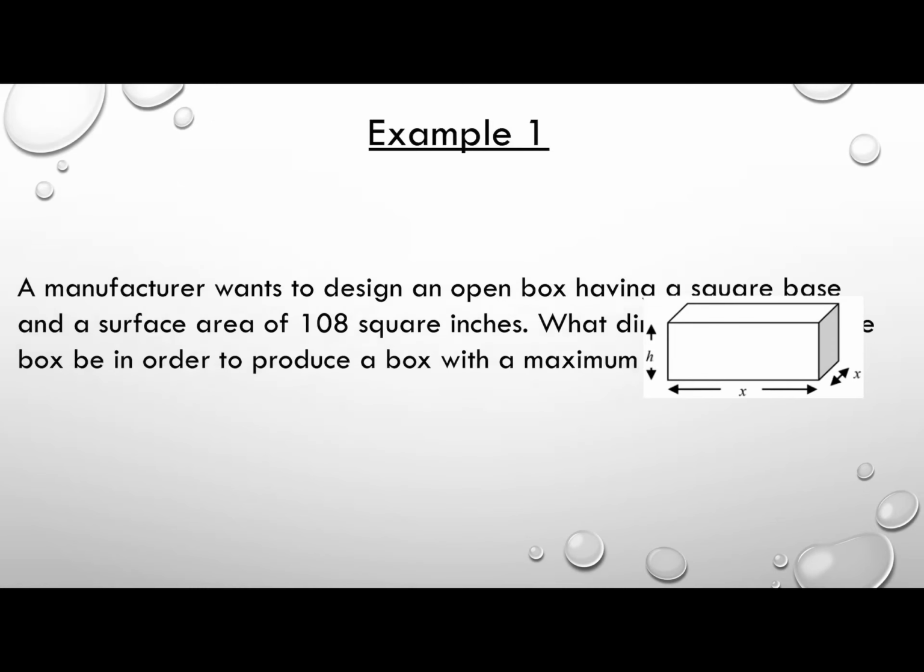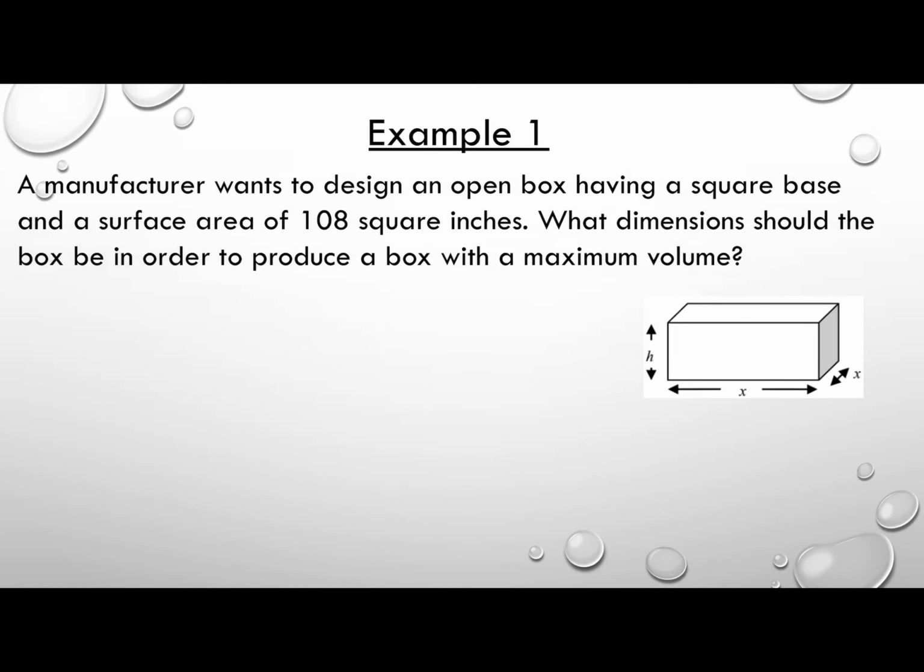All right, so let's get our first example. A manufacturer wants to design an open box, keyword open box, having a square base and a surface area of 108 square inches. What dimensions should the box be in order to produce a box with a maximum volume? So maximum volume. We're trying to maximize the volume of this box. That's the one key characteristic that you will see in all optimization problems: finding the maximum or minimum of something. In this case, we're trying to maximize the volume of this box.